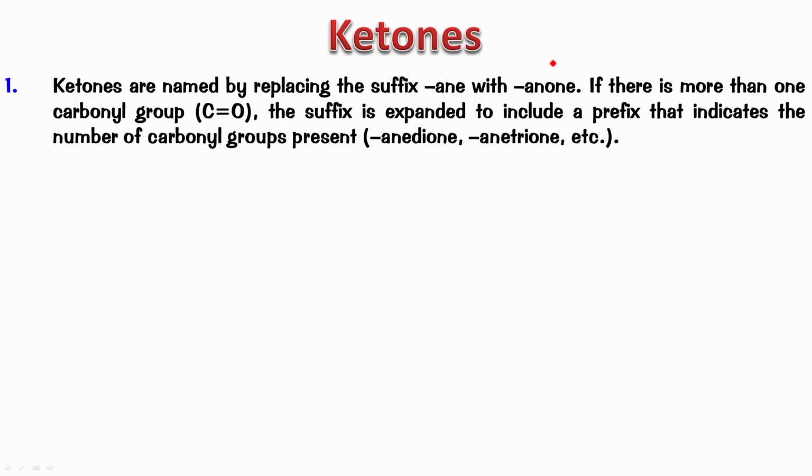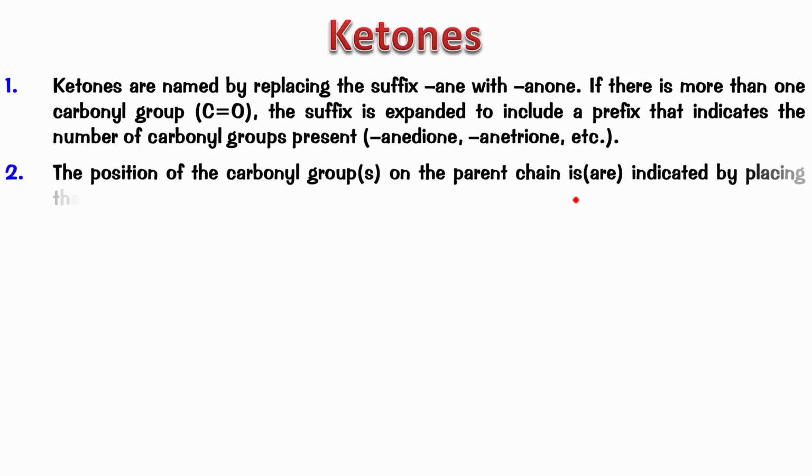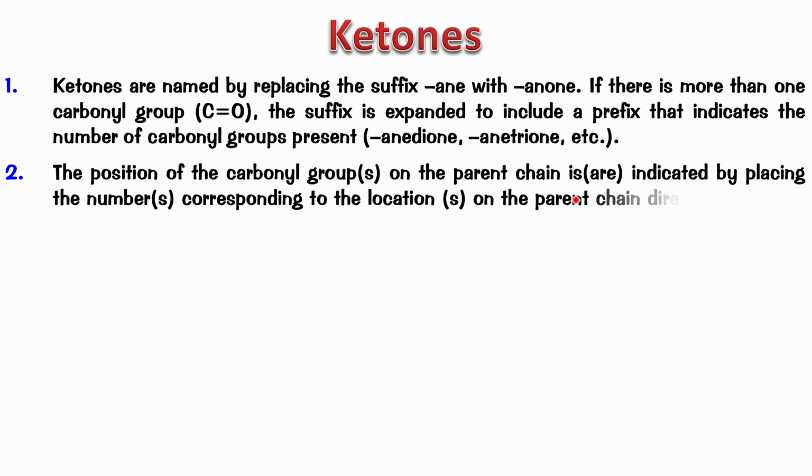Alright, the next part is that you must also include the position number, meaning if it is alkanone, and since the ketone carbon always occurs somewhere in the middle of the chain, somewhere inside the chain, the position number can be depicted like this: alkan-P-one. P represents the carbon on which the ketone carbon is present. So the position of the carbonyl group on the parent chain is indicated by placing the number corresponding to the location on the parent chain directly in front of the base name.